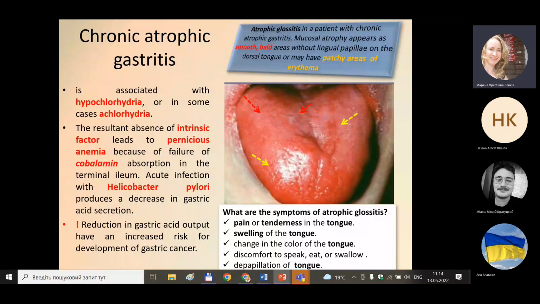Chronic atrophic gastritis. So atrophic glossitis and atrophic gastritis.